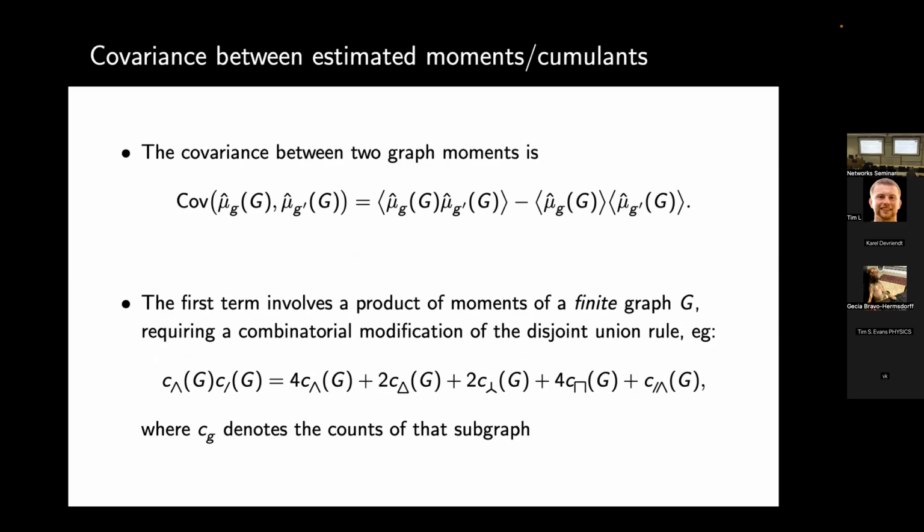For example, the covariance between two graph moments: the first term is going to involve a product of moments on the finite graph. On the finite graph, the injectives are not going to product. So you need to do a modification of the disjoint union, you get the counts, and then you convert back. All the time you're using the algebra of subgraph statistics to convert between these things in a convenient way.